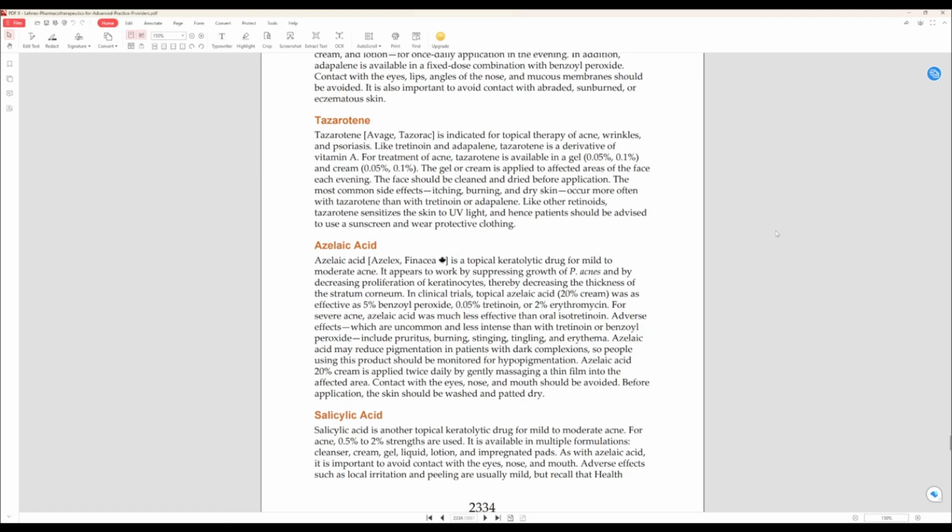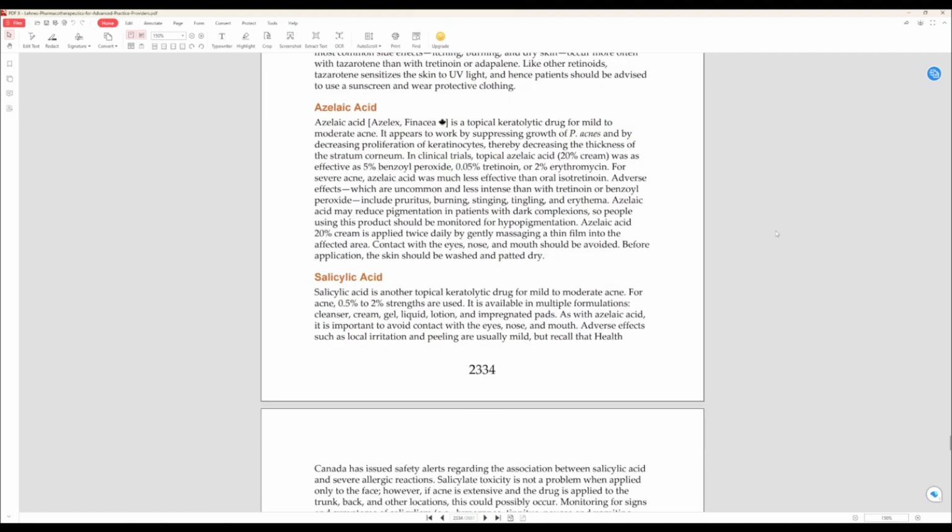Azelaic acid, which is a 20% cream, is applied twice daily by gently massaging a thin film into affected areas. Contact with eyes, nose, and mouth needs to be avoided. Before application, again, the skin should be washed and dried.